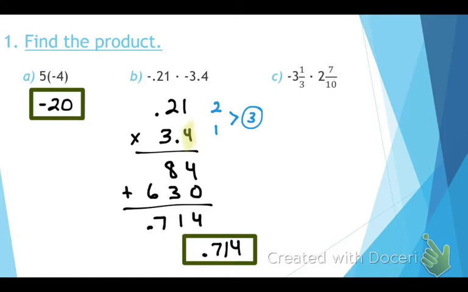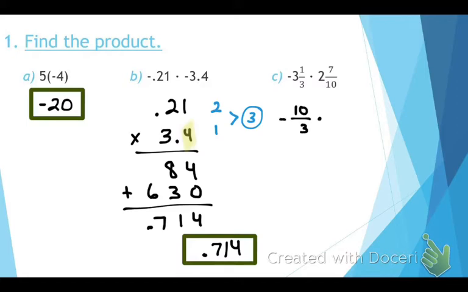Problem C is mixed numbers. When I am multiplying mixed numbers, I have to turn it into improper fractions. Hope, what would negative 3 1/3 be as an improper fraction? Not 9 over 3. You multiply 3 times 3 is 9, and then you still have to add that 1. 10 over 3. And remember, it was a negative, so I'm keeping my negative.